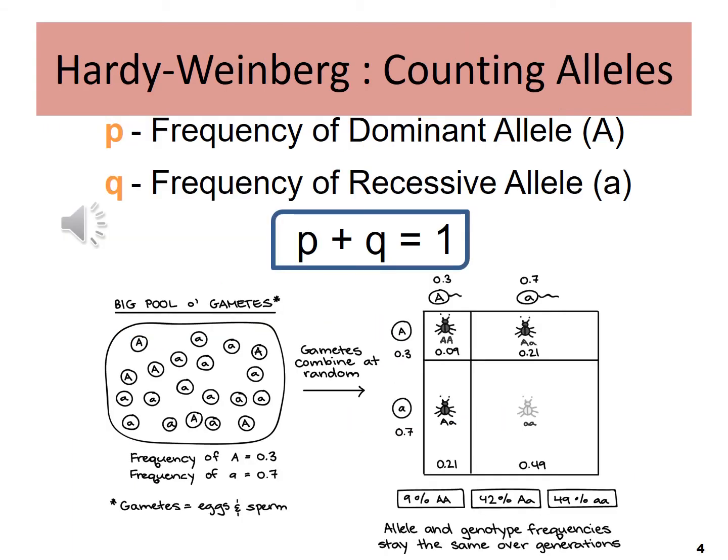Now let us see the second Hardy-Weinberg equation. For the second Hardy-Weinberg equation, p plus q is equal to 1. P is the frequency of the dominant allele, which is A, while q is the frequency of the recessive allele, which is a. By knowing these two equations, we can use them to solve problems related to population genetics that involve the genotype and allele frequencies of individuals in a population.